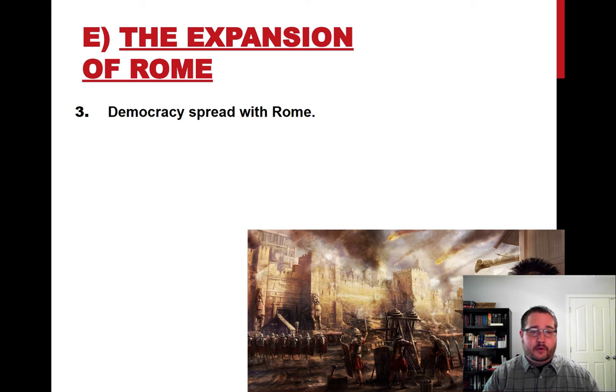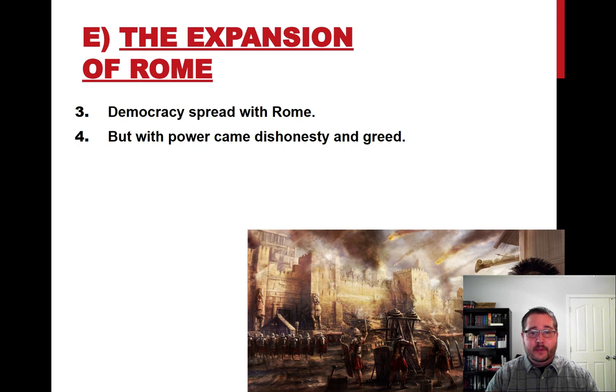And with the spread of Rome, democracy is spread. The Romans let individual towns and cities and peoples typically keep their own gods and things like that, but they also restricted their local governments and created a Roman system that supersedes and covers that region, demanding tribute and bringing Roman law with them.